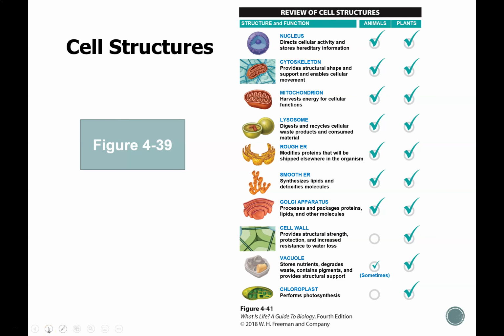So this, I think, is a really helpful image in our new version of the book. It's figure 4.39. I would suggest that you take note of this and go back to it. Use this information to make some flashcards. And it's just a really great summary of where these different organelles occur, plant or animal or both, and what their functions are.